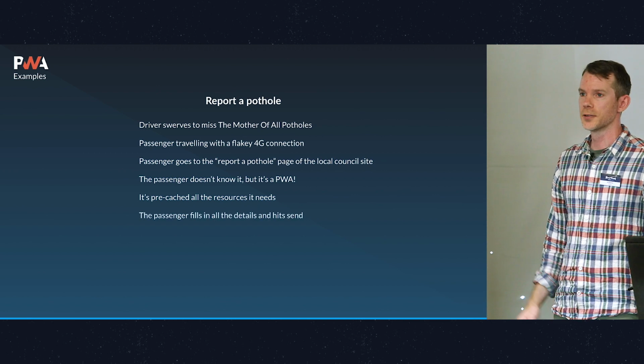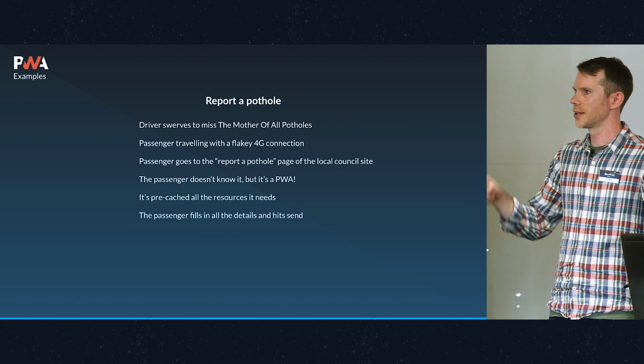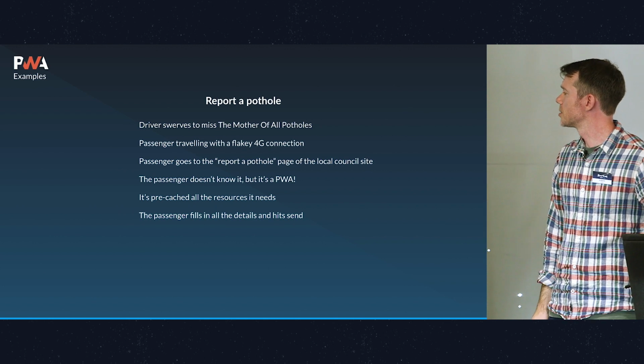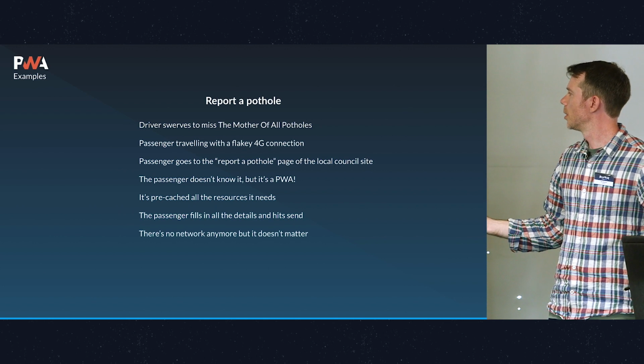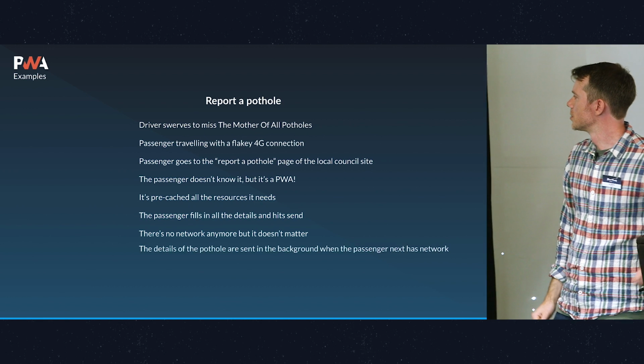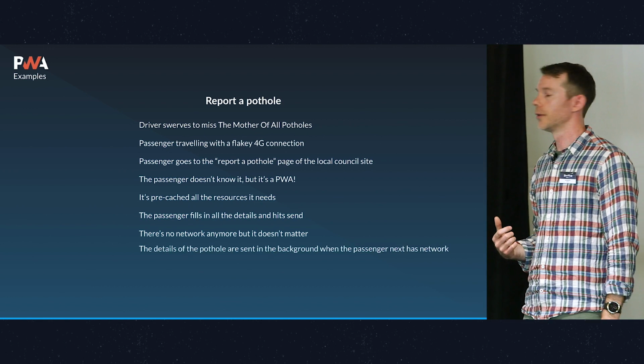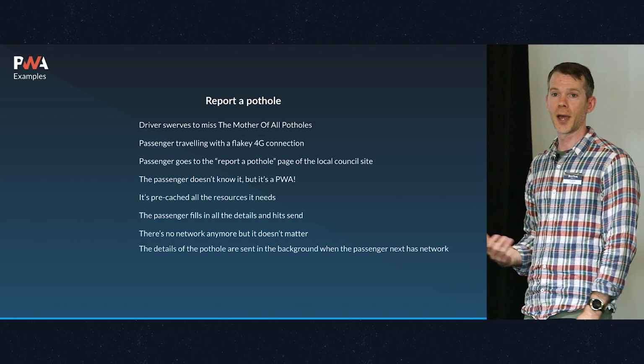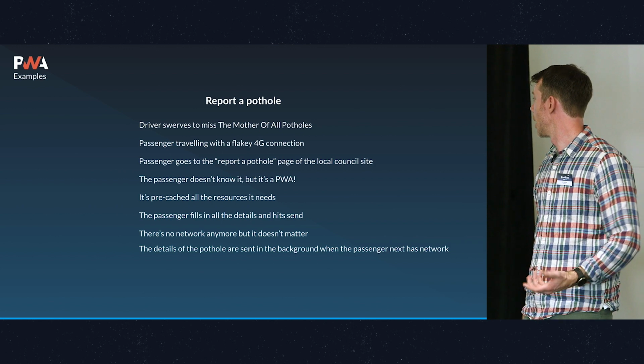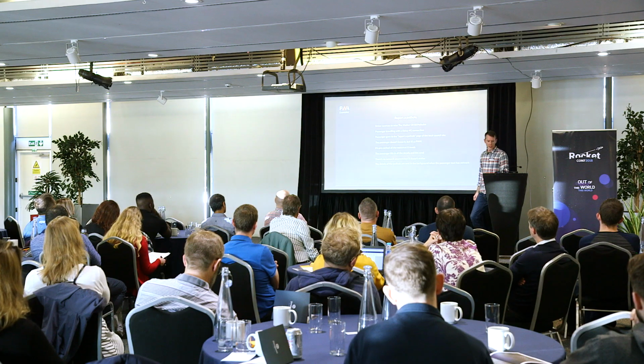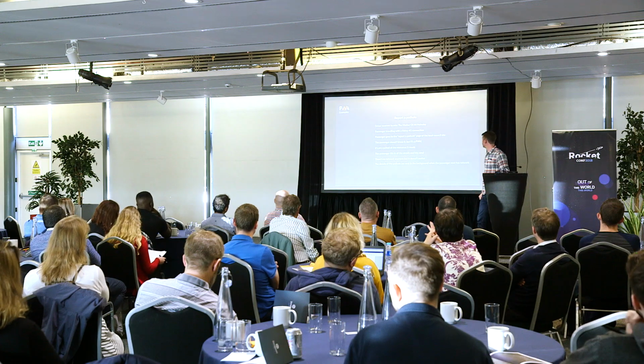Passenger fills in the details, gets the geolocation, and everything goes, there's a massive pothole here. Hit send, but there's no network, but it doesn't matter. So the details of the pothole are sent in the background by the service worker when the passenger next has their network. So that's just a little example of what you could use it for.